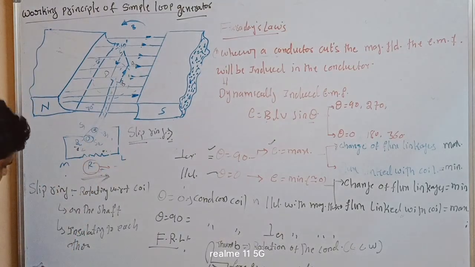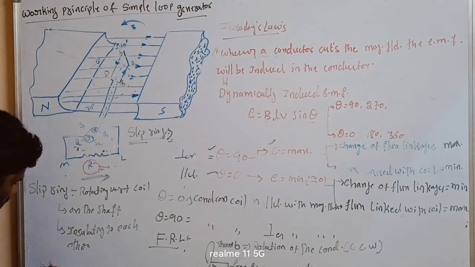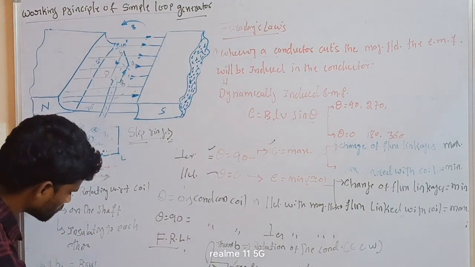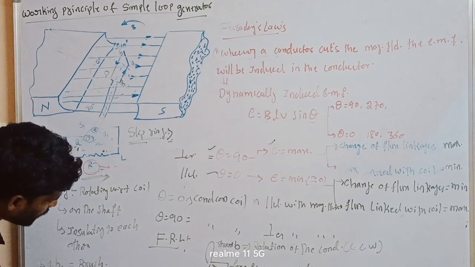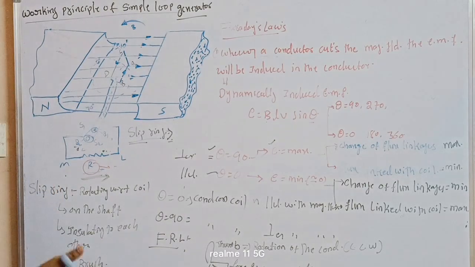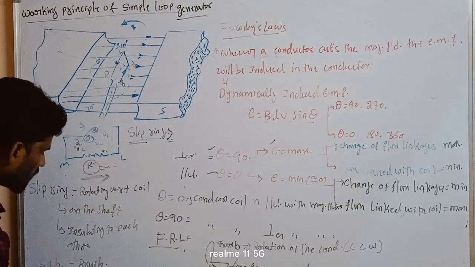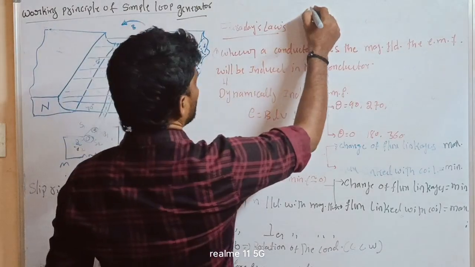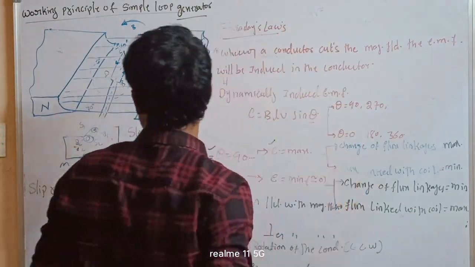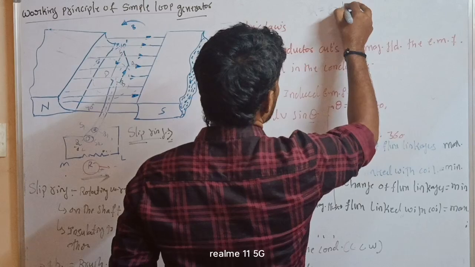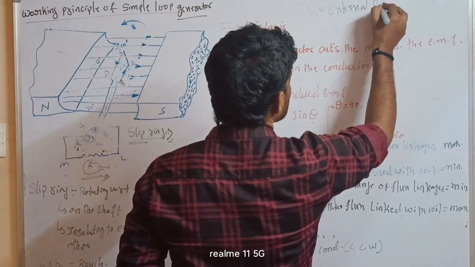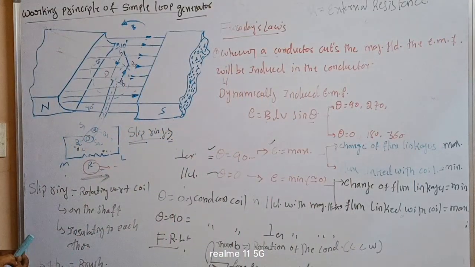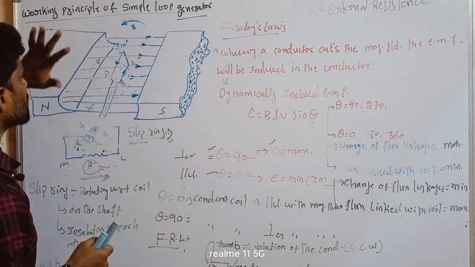So next are the brushes, B1 and B2. B1 and B2 are brushes. So ఈ brushes ఎలా ఉంటాయి? ఫిక్స్డ్ ఉంటాయి. So these brushes are fixed. Next is R. R is nothing but the external resistance. So these are the basic parts of the working principle of the simple loop.